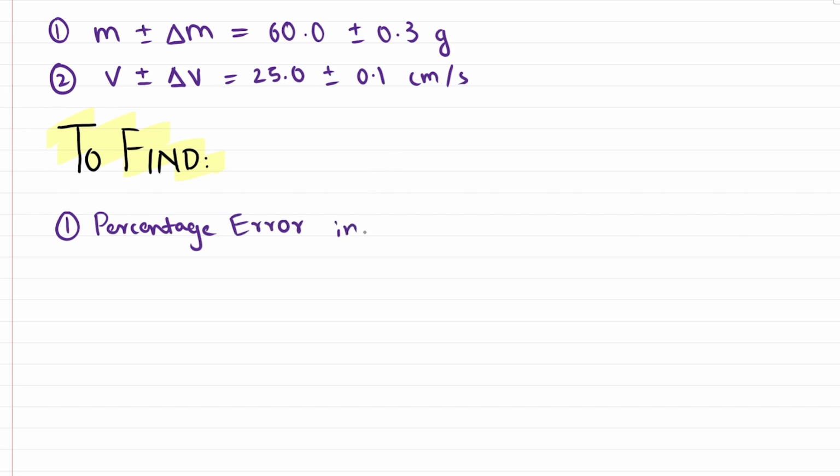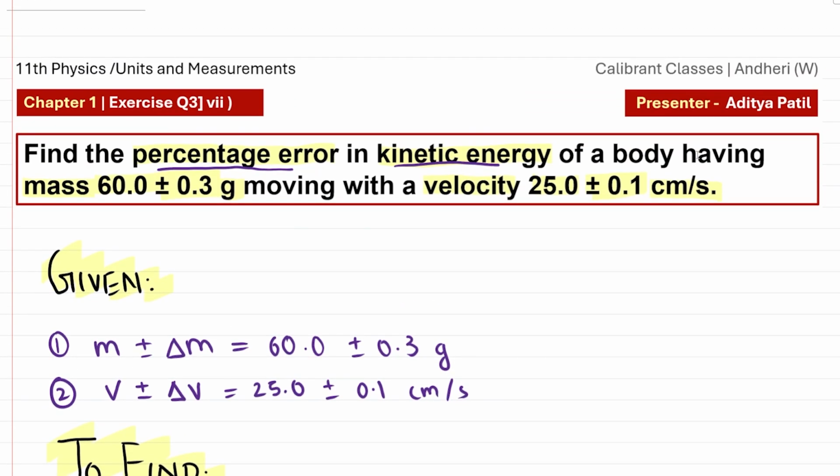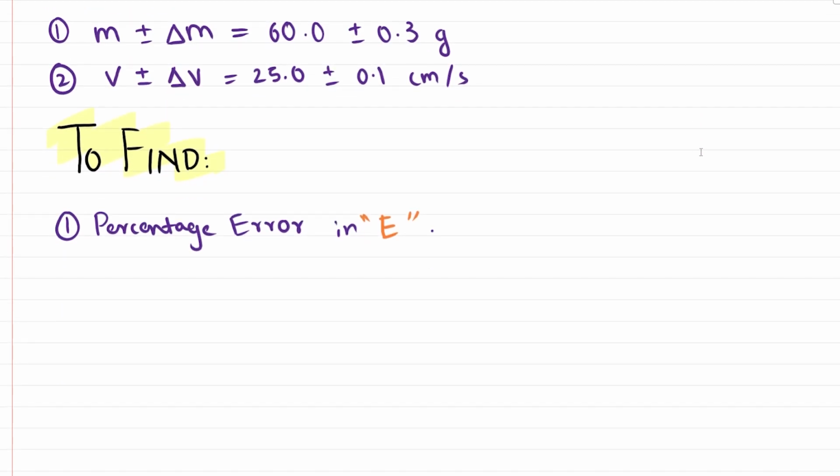in kinetic energy. So let me represent kinetic energy by the symbol E. Let me use a different ink. So I am representing kinetic energy as E. So when I'm calculating kinetic energy, उसमें क्या errors आ सकता है in terms of percentage error. So that's the only quantity that we are required to calculate in this numerical.